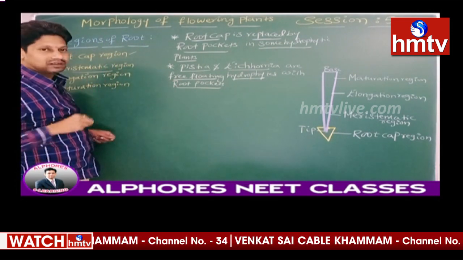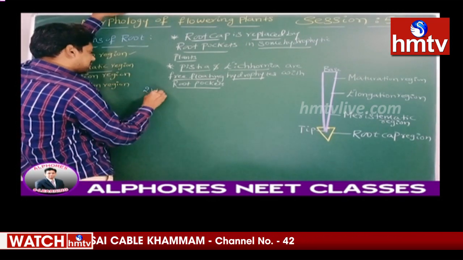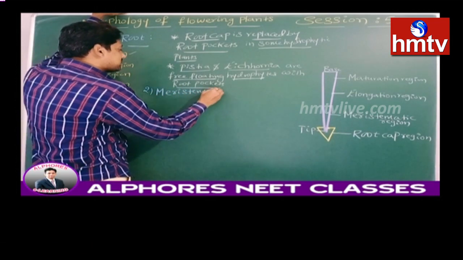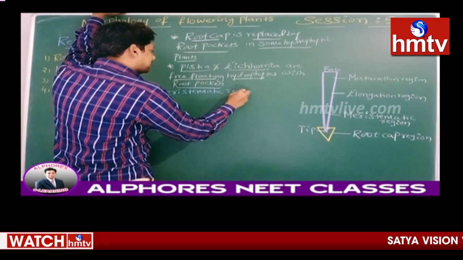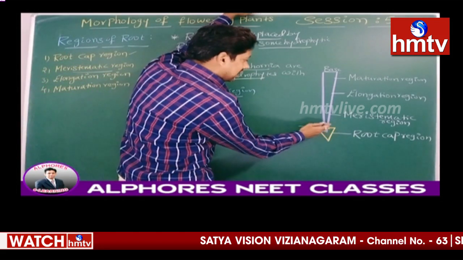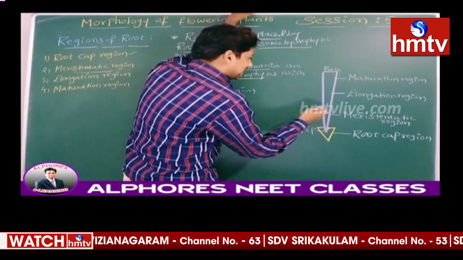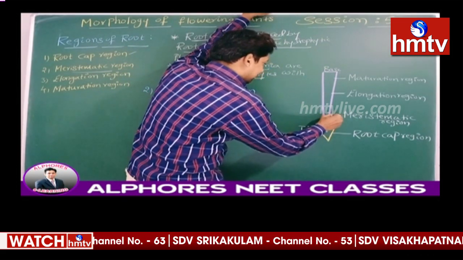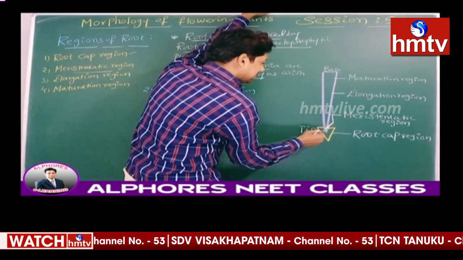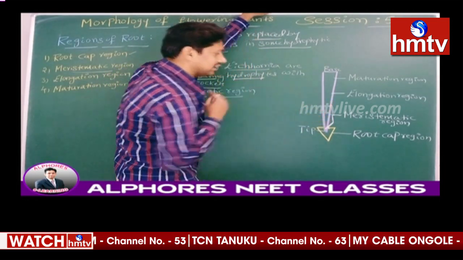Now go for the second one: meristematic region. See this diagram. This is the root cap region. Whereas this is the meristematic region. What is this region called? Meristematic region, right?